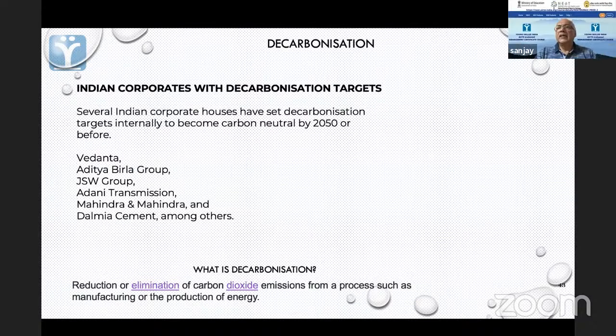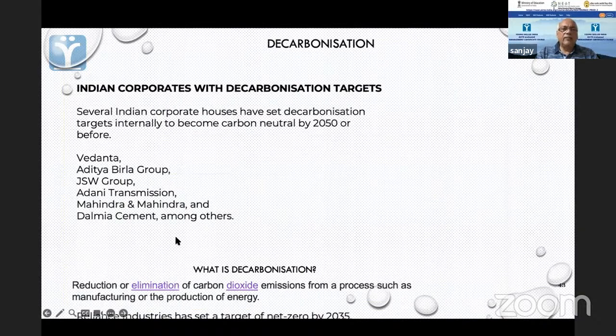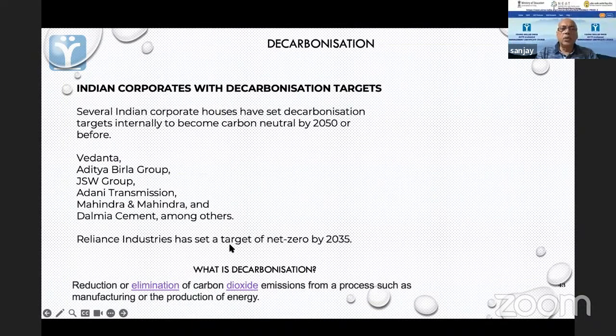The point I'm trying to make is that they are looking at the triple bottom line as a whole, not just at profit. And then you have Reliance, which is trying to reach this net zero level, where the amount of carbon emitted by Reliance is made up for by the amount of carbon that it takes away from the atmosphere by 2035. So these are some of the signs of sensitiveness to what the environment is bringing, where decarbonization itself is becoming part of the corporate objective.